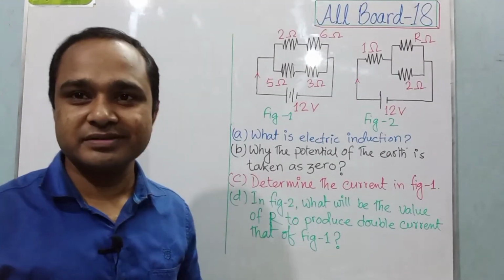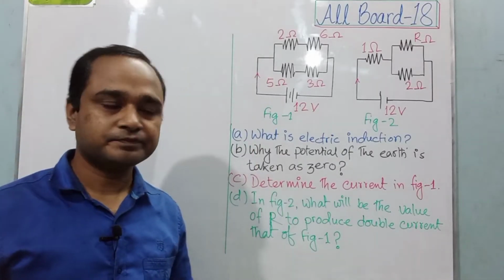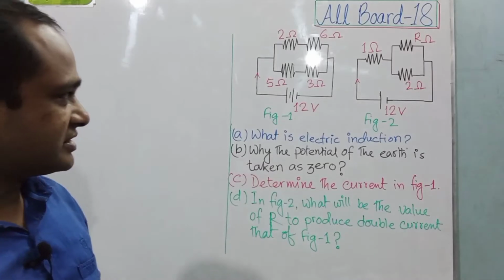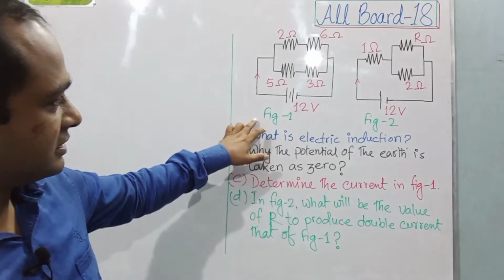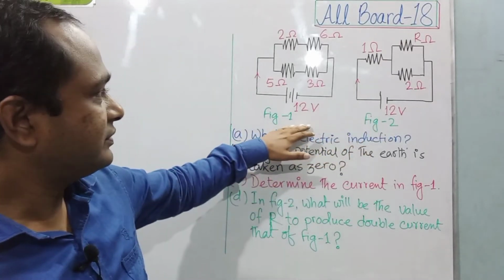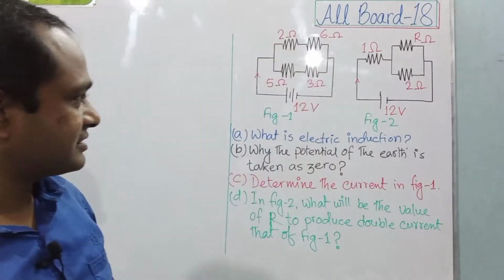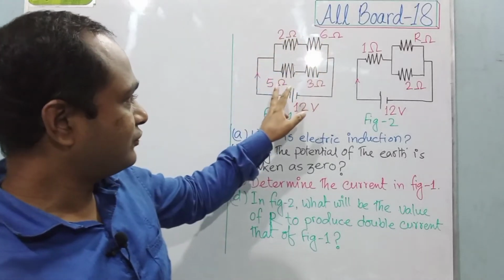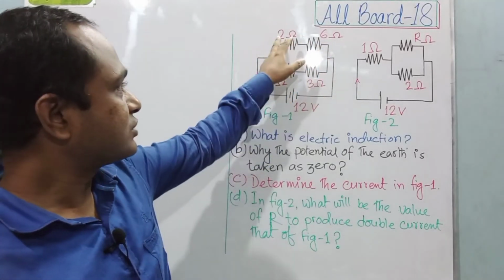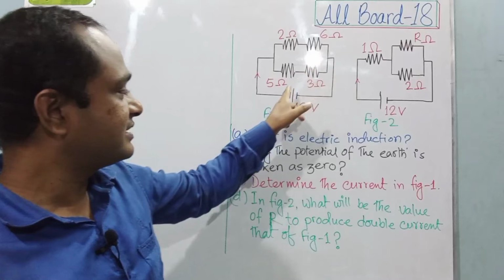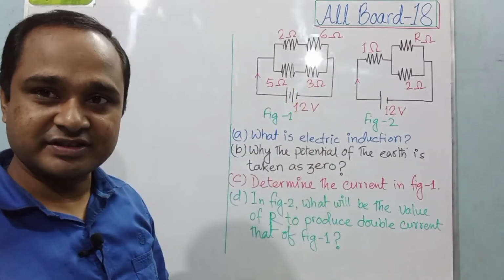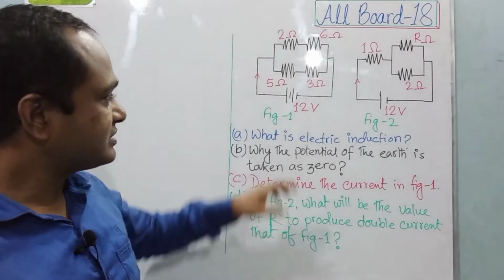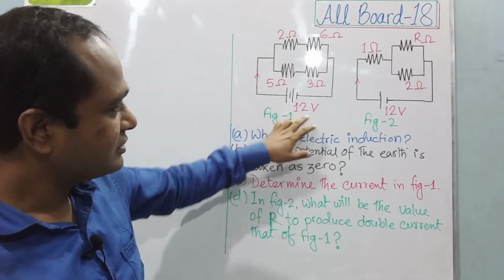Dear students, this is our first creative question. In the question, they describe the phenomena using two electrical circuits, according to figure 1 and figure 2. In figure 1, 4 resistors are connected in the circuit. The resistances are 2 ohm, 6 ohm, 5 ohm and 3 ohm. Here 2 ohm and 6 ohm are connected in series, then 5 ohm and 3 ohm are also connected in series, and these two series combinations are connected in parallel, which are connected with the electrical source of 12 volt.